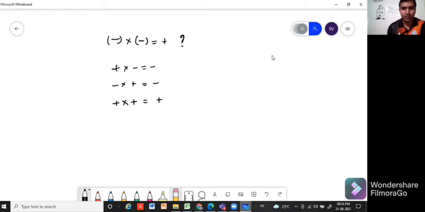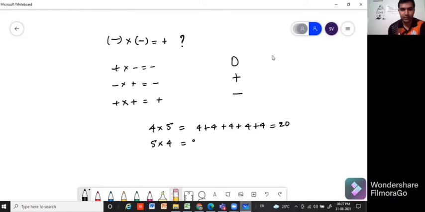So when ancient philosophers were discovering the numbers and the rules of addition, subtraction, and multiplication, they knew the properties of zero, the properties of addition and subtraction. So when we say 4 multiplied by 5, it means 4 is added 5 times, that is successive addition of 4 five times. So 4 plus 4 plus 4 plus 4 plus 4 is equal to 20. And the same goes with 5 into 4. We say 20. That means 5 is added to itself 4 times. Right? So 5 plus 5 plus 5 plus 5 is equal to 20.